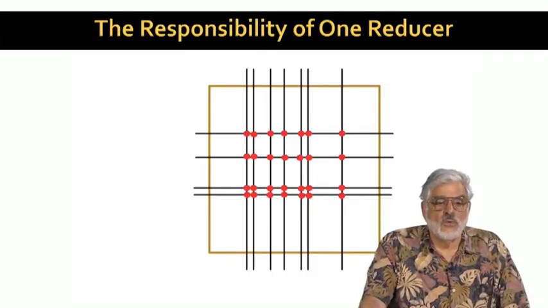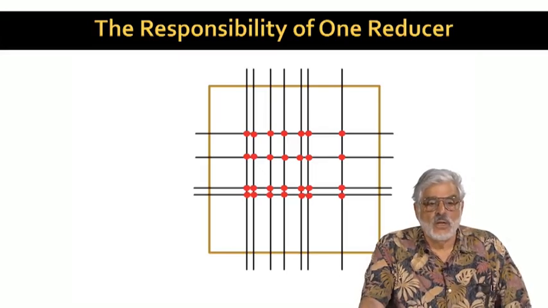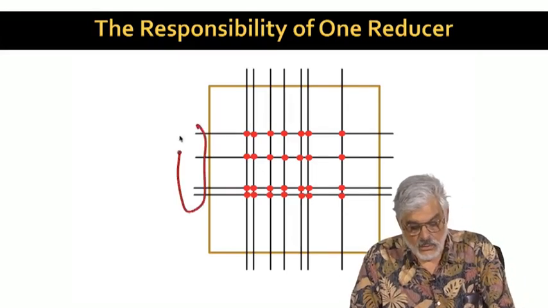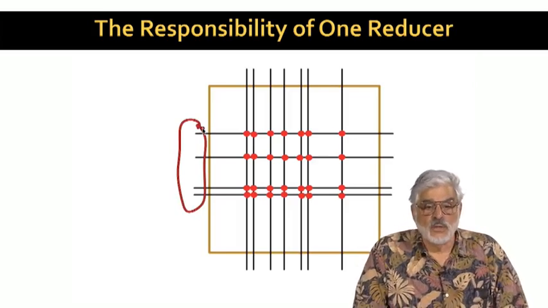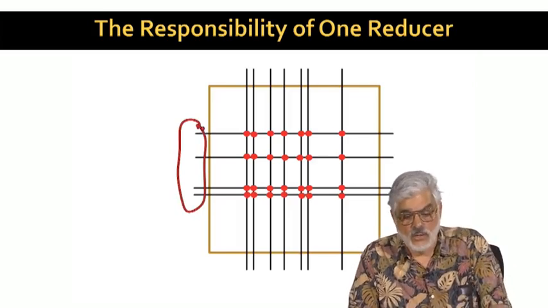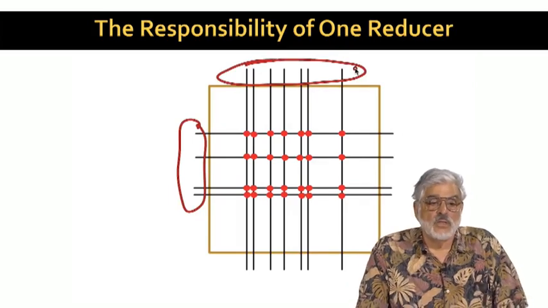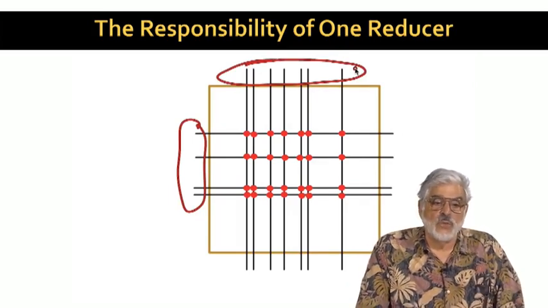Here's a suggestion of what one reducer might cover. It has these 4 rows of A as inputs, and it also has these 7 columns of B as inputs. And as a result, it can cover the 28 outputs indicated by the red dots.